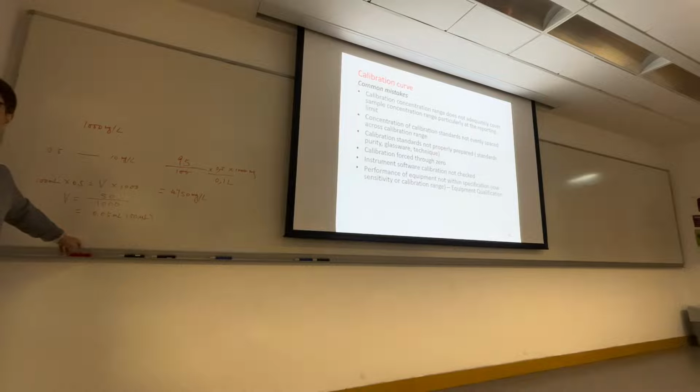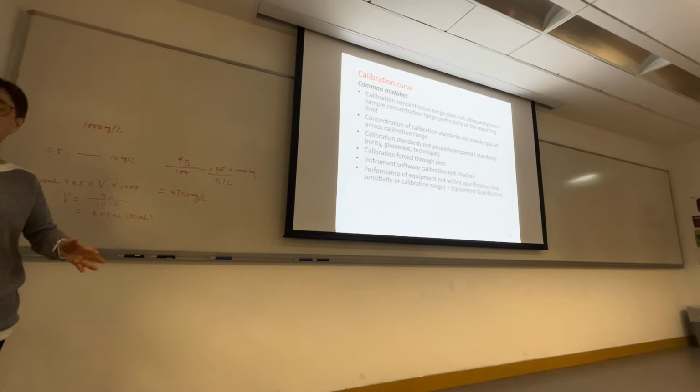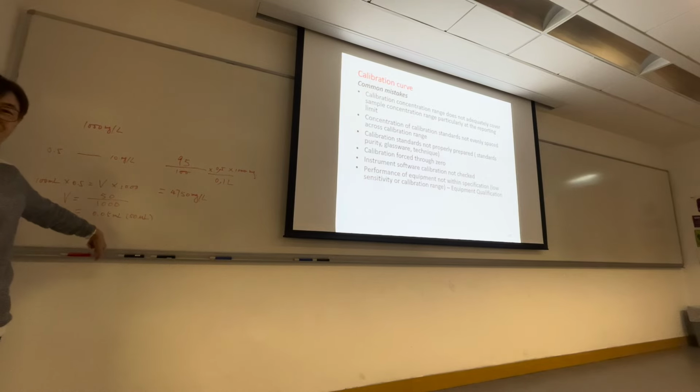If the calibration curve is wrongly constructed, the volume is not so accurate. It will affect the slope. So everything may be overestimated or underestimated. We don't know whether the volume is over volume or under volume. We don't know. Okay. So this is improper.